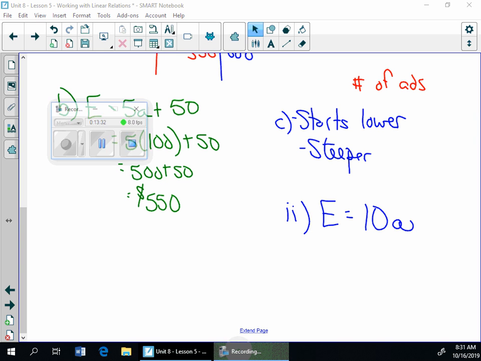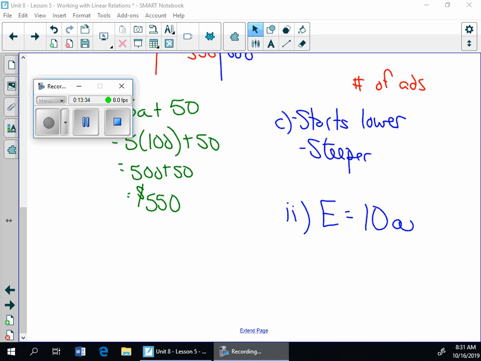Okay, that's it for that lesson. Try the sheet. Okay, we're just playing with linear relations today. Nothing new, just different formats of things we can do with them. Tables, graphs, equations.